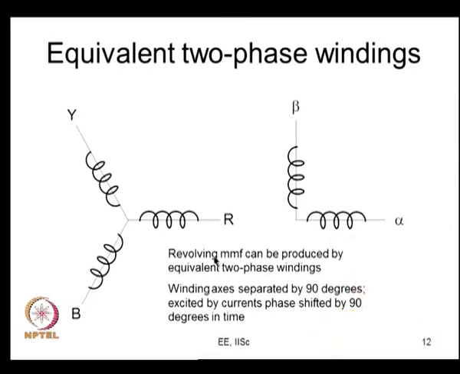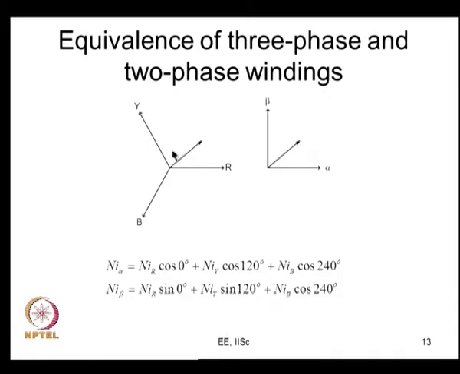There is a revolving MMF which is produced by the 3 phase winding, and the same job can be done by the 2 phase windings also. So, whatever IR, IY and IB when applied will do, the same job can be done by I alpha and I beta. Here you see the winding axes are separated by 90 degrees, and they should be excited by currents which are also phase shifted by 90 degrees in time. We have seen this, we are just having a review of this, so that we can look at the space vector transformation which we will need in a short while from now.